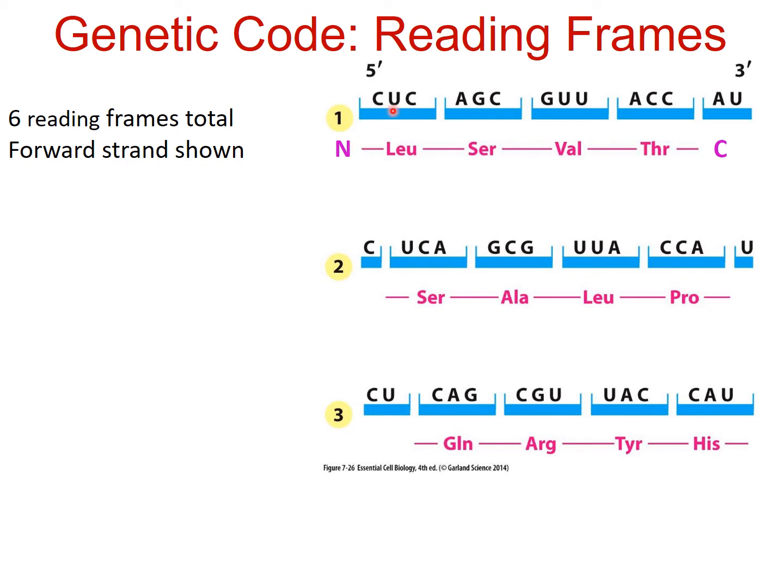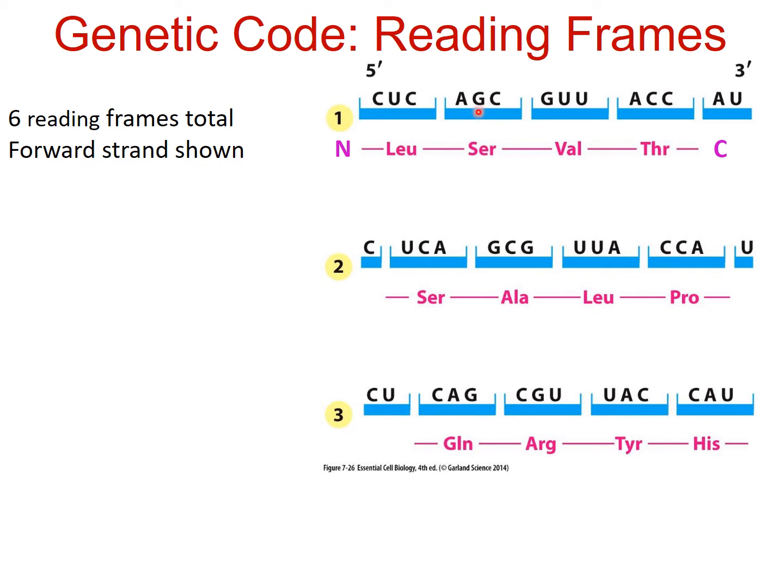Now, what happens if the starting point is actually this U? So we're in a different reading frame. So we have UCA, this is going to be serine, then alanine, leucine, and proline. So we're going to get a different amino acid sequence. And there's a third reading frame, which is starting on this last position of what was originally the first codon. Now we're going to call this the beginning of a codon. This will be the first position down here, and we get glutamine, arginine, tyrosine, and histidine. We get yet another sequence of amino acids that would be incorporated.